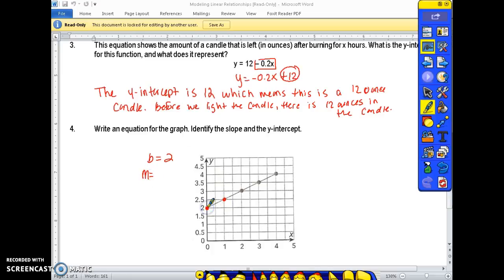To get from 0, 2 to 1, 2.5, we're going up 1/2, and to the right 1. 5/10 divided by 1 is still 1/2. So the equation is y equals mx plus b. Y equals 1/2 x plus 2. Identify the slope and the y-intercept. The slope is 1/2. The y-intercept is 2.